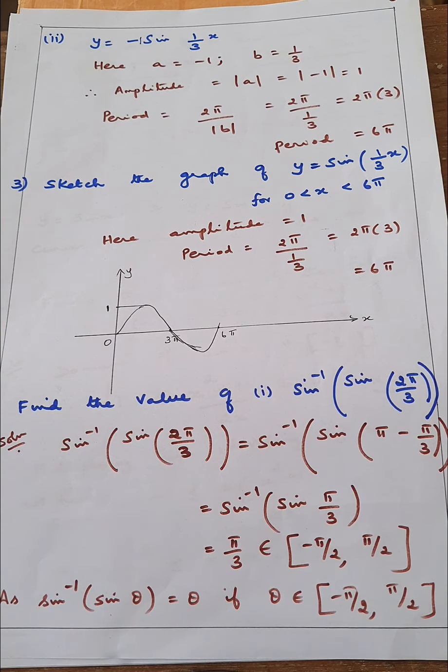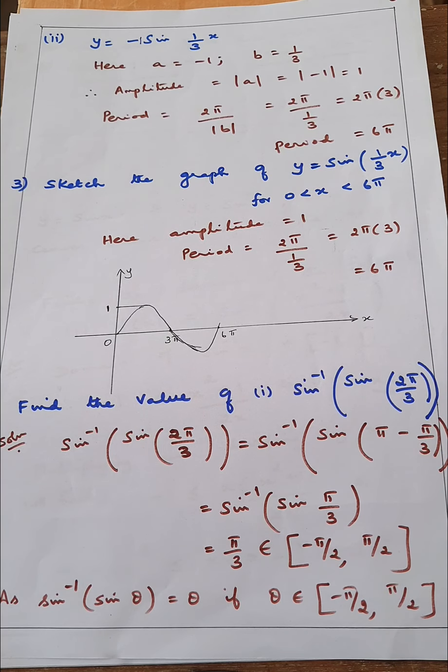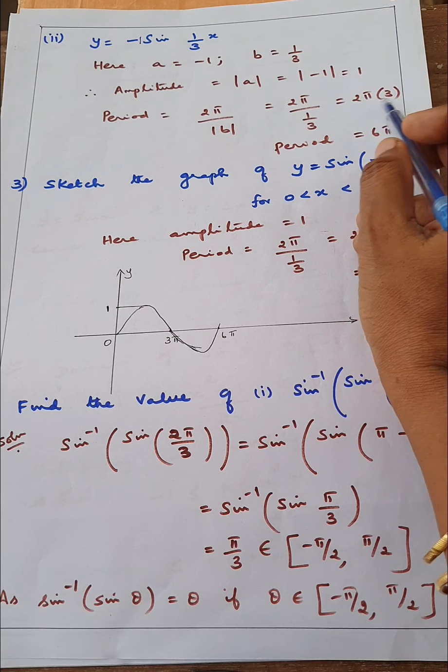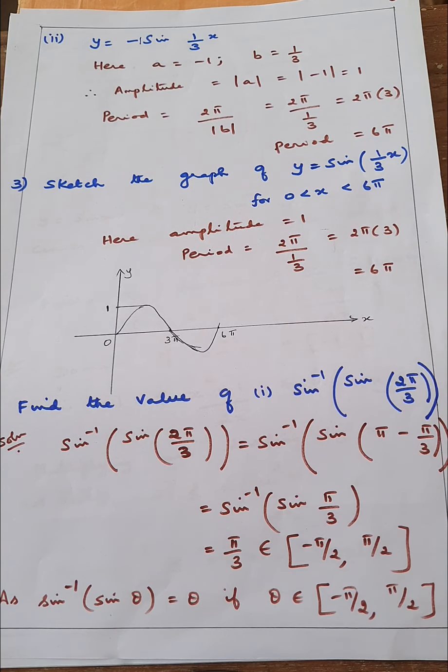And the period formula is 2 pi by mod b. So 2 pi by modulus of 1 by 3. But how do you write 1 by 3 divided by 1 by 3? As multiplication by the reciprocal. So into 3 by 1. So 2 pi by 1 by 3 is 2 pi into 3, which is equal to 6 pi. So the period of this function is 6 pi and the amplitude is 1.